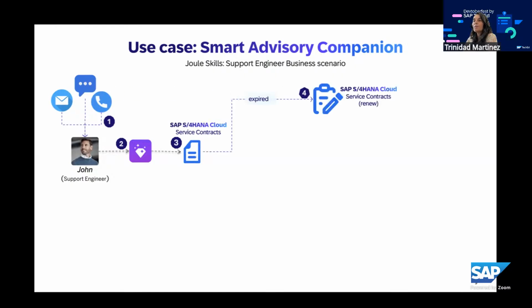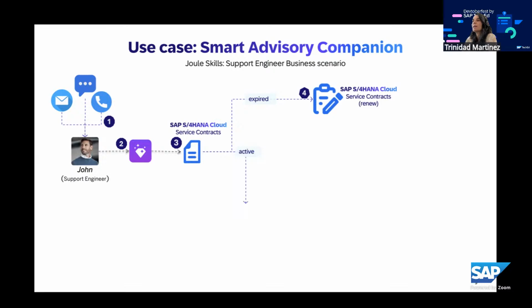If the contract is expired, then John would like to receive a link to directly access the service contract in S/4HANA Cloud. This way, he can review the contract and maybe renew its validity or notify the customer without needing to switch to the S/4 application and search for the specific service contract. If the service contract is active, John can proceed with the request.